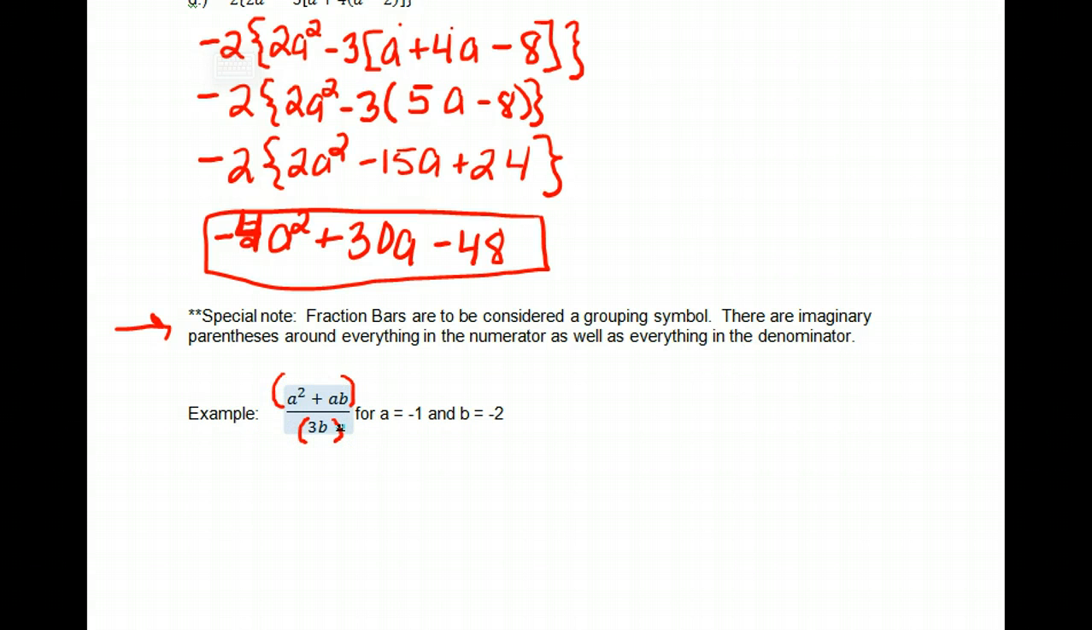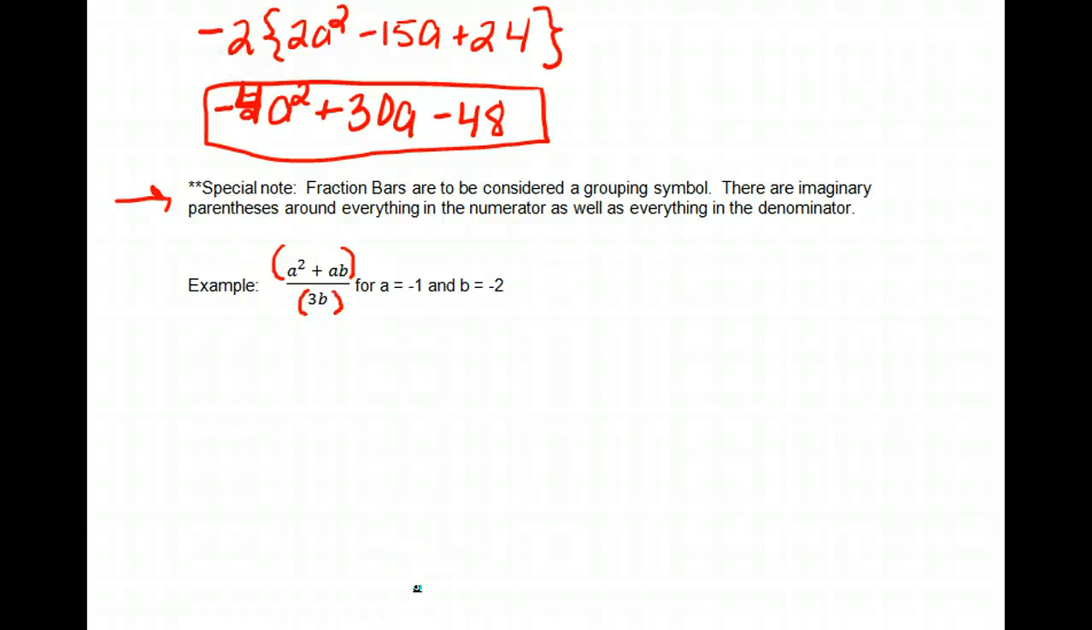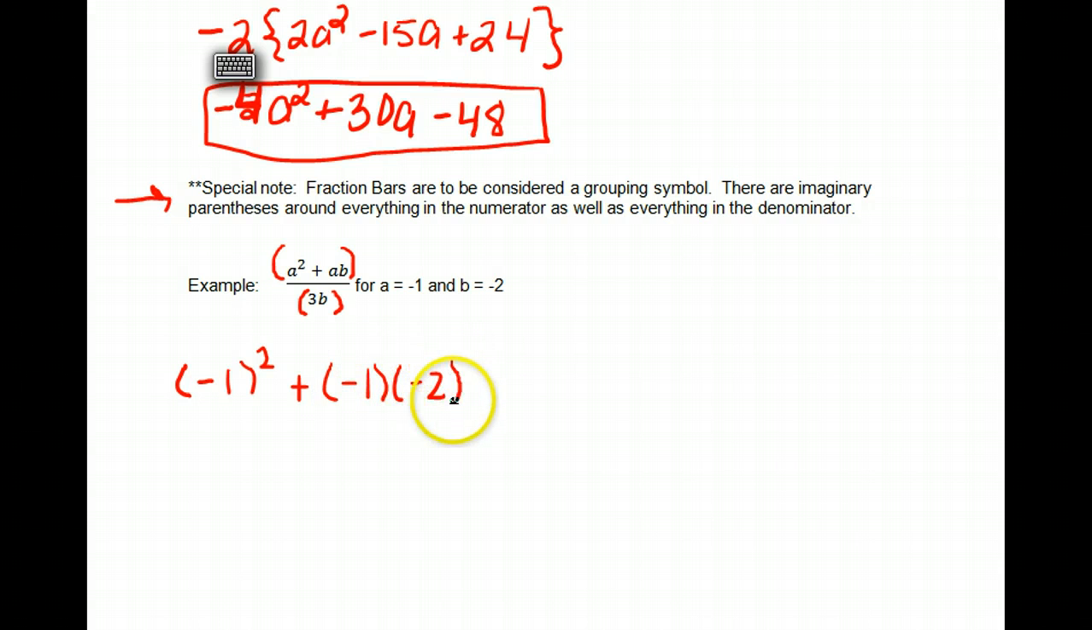So you need to take care of every single operation that you can possibly take care of in your numerator, and then every single operation that you can possibly take care of in your denominator before you take care of that division that's denoted by that fraction bar. Let me show you what I mean by this. First thing that we're going to do is do the substitution for a and b. So we're going to have negative 1 squared plus negative 1 times negative 2 all over 3 times negative 2.